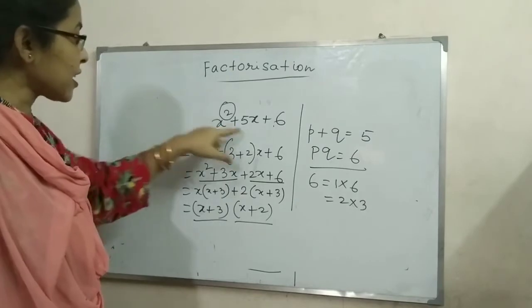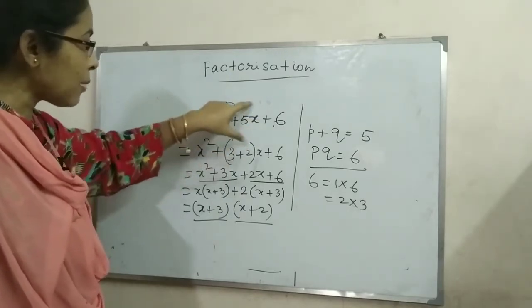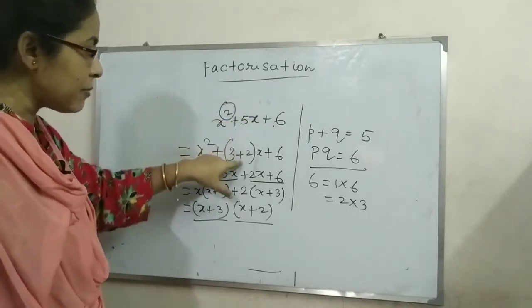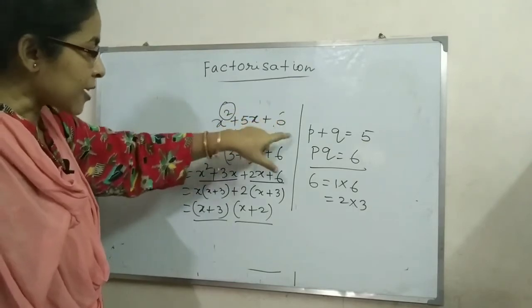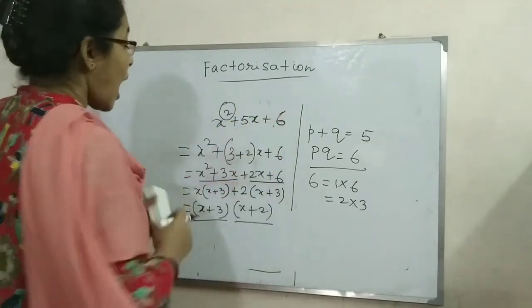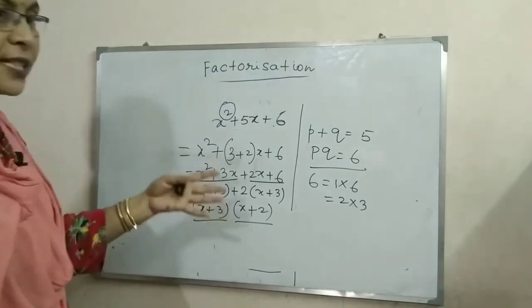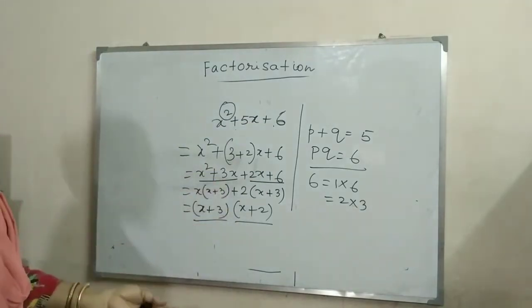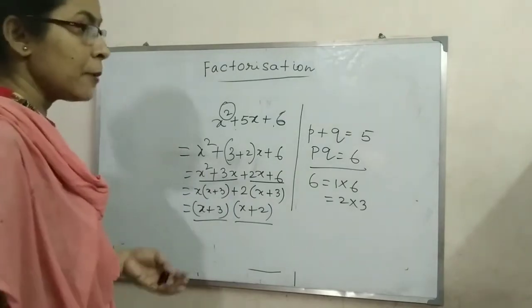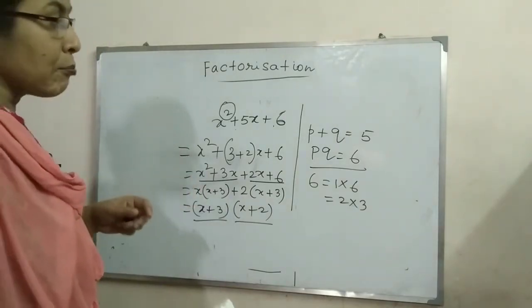by middle term factorization, by splitting up the middle term from the factors of 6, I will get the factors. So this method is called the factorization method by middle term break.